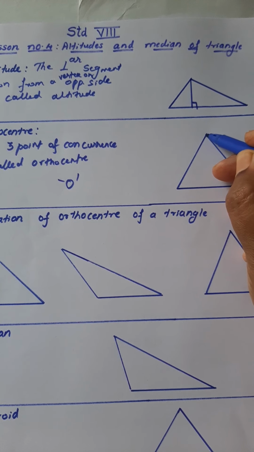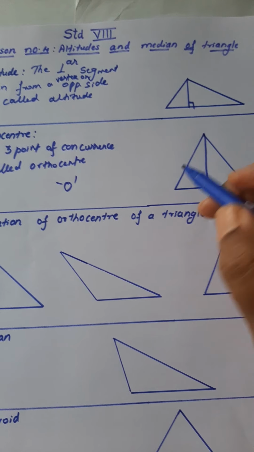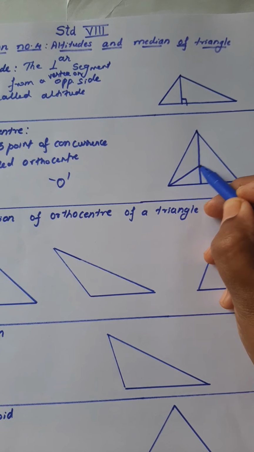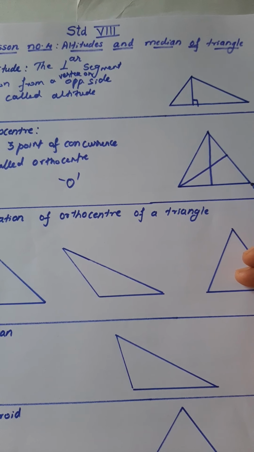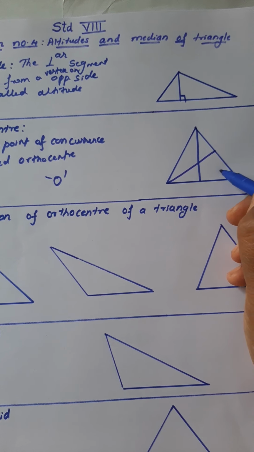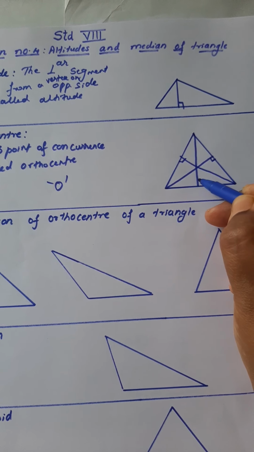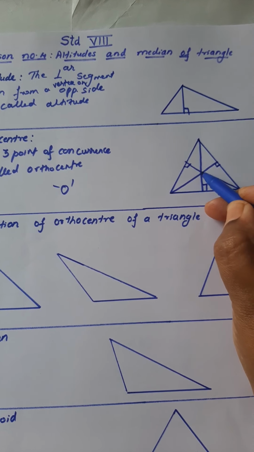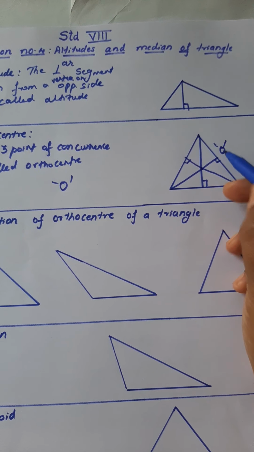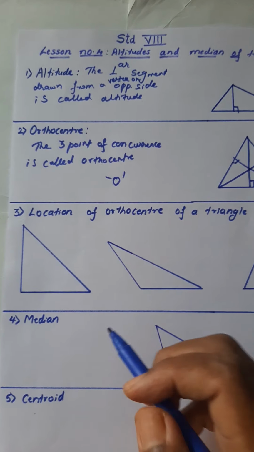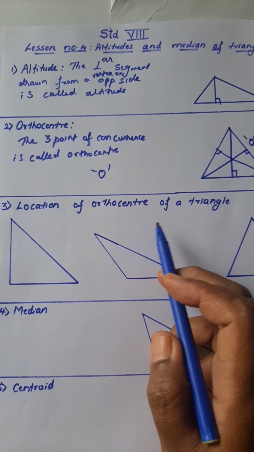From this vertex I will draw a perpendicular. From the second vertex I will draw the perpendicular, and from the third vertex I will draw the perpendicular. This is 90, this is 90, this is 90. The middle point is called O, which is the orthocenter. Now next, the location of the orthocenter of a triangle.